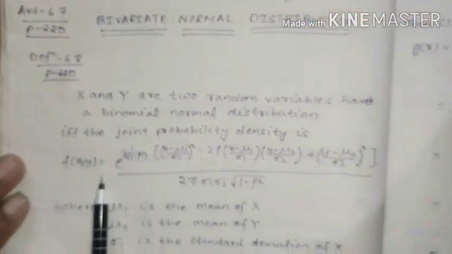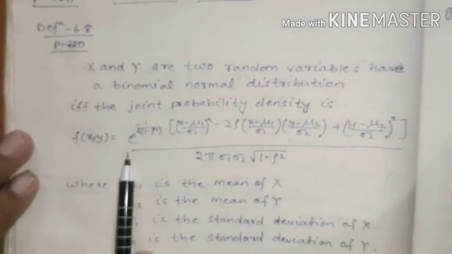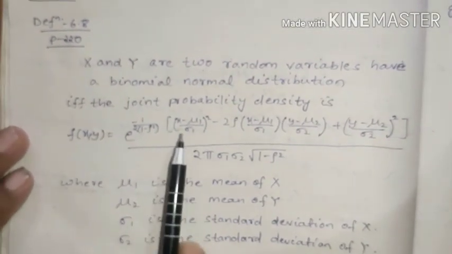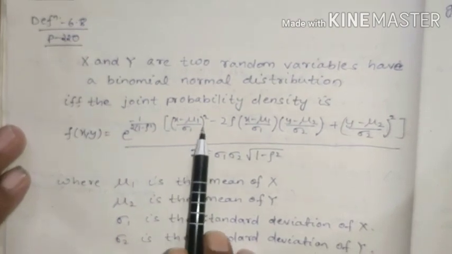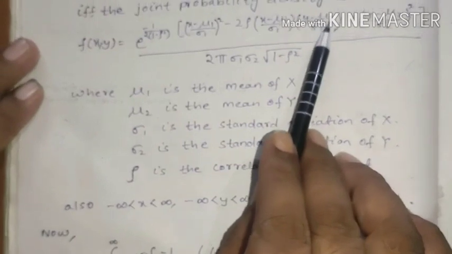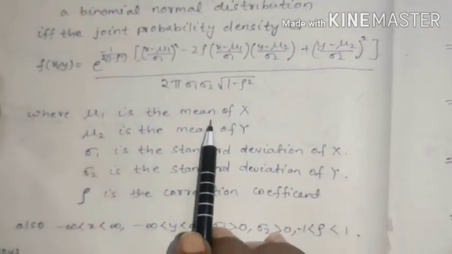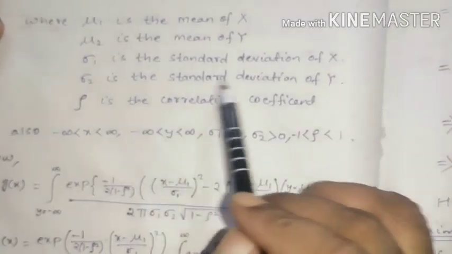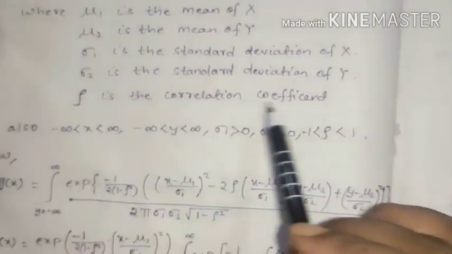Now the bivariate normal distribution. F of x, y can be taken as e to the power minus 1 by 2 into (1 minus rho square), into the bracket (x minus mu 1 by sigma 1) square minus 2 rho (x minus mu 1 by sigma 1)(y minus mu 2 by sigma 2) plus (y minus mu 2 by sigma 2) square. Mu 1 is the mean of X, mu 2 is the mean of Y, sigma 1 is the standard deviation of X, sigma 2 is the standard deviation of Y, and rho is the correlation coefficient.